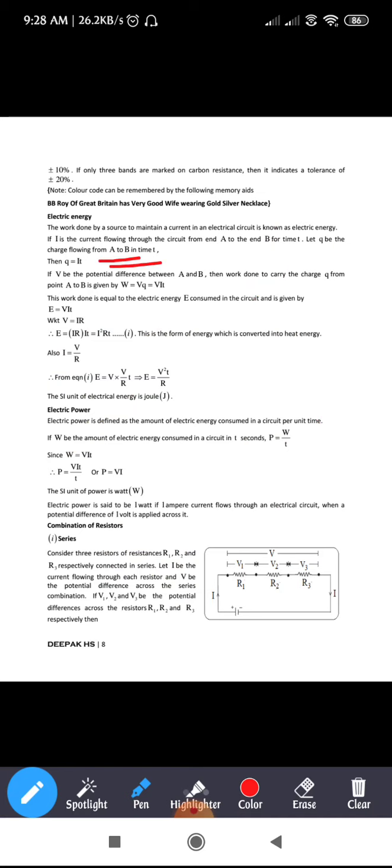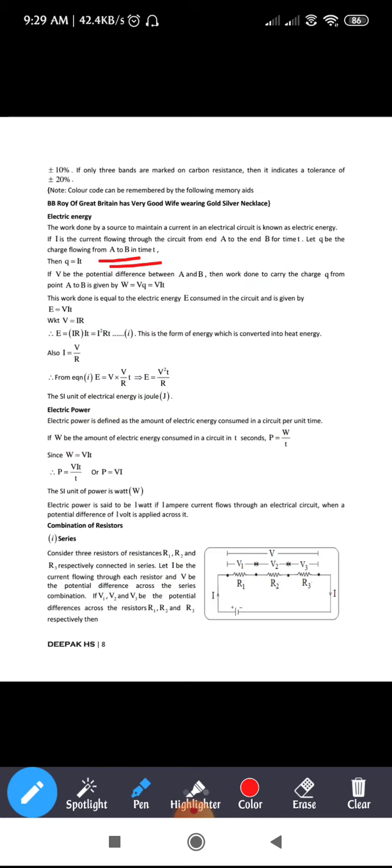If you consider a circuit from end A to end B, you have end A and another point, end B. If I is the current flowing through it for some interval of time t, then the charge flowing from point A to point B is Q equals I into t.